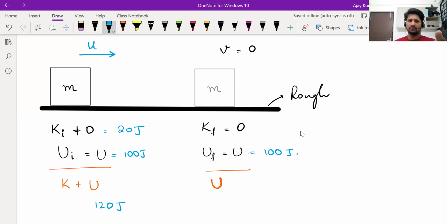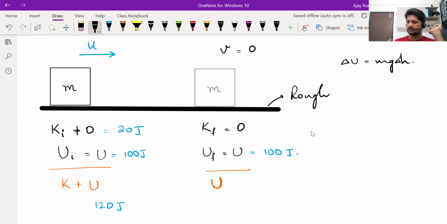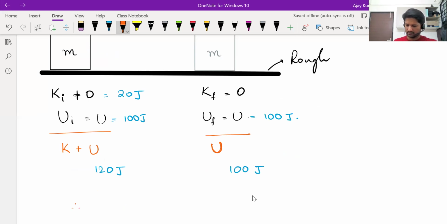Can one of you tell me why potential energy remains the same? Gravitational potential energy, why is it not changing? Because gravitational potential energy changes when the height of an object from the ground changes. Delta U is mg delta h. Now this object is moving horizontally. Its height above the ground is neither increasing nor decreasing. So it maintains the same amount of potential energy. So final mechanical energy, 0 plus 100, is 100 joules. Therefore, mechanical energy is lost.